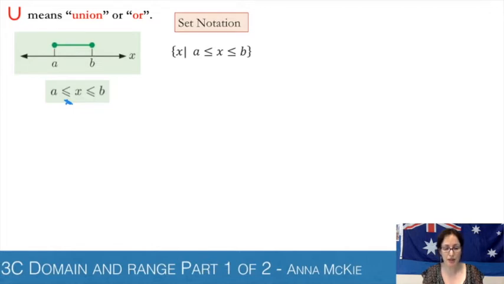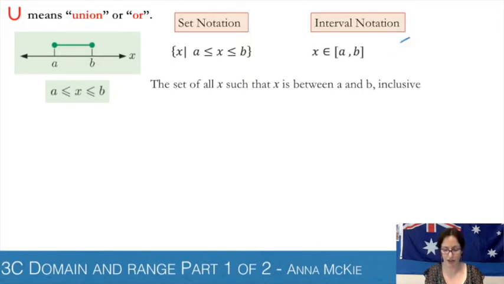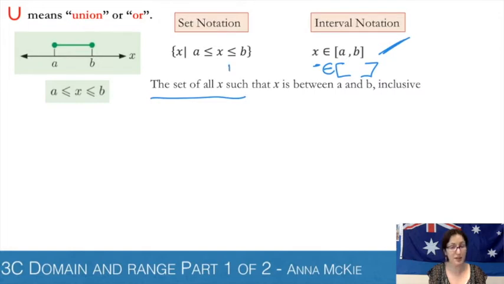And that's called set notation. So we look at the brackets that we've got here, written like that, and that is called set notation, whereas over here we have interval notation. And interval notation is written with X and that symbol there, and with the square brackets for inclusive. The way we read it, this is for set notation, is the set of all X such that X is between A and B inclusive.